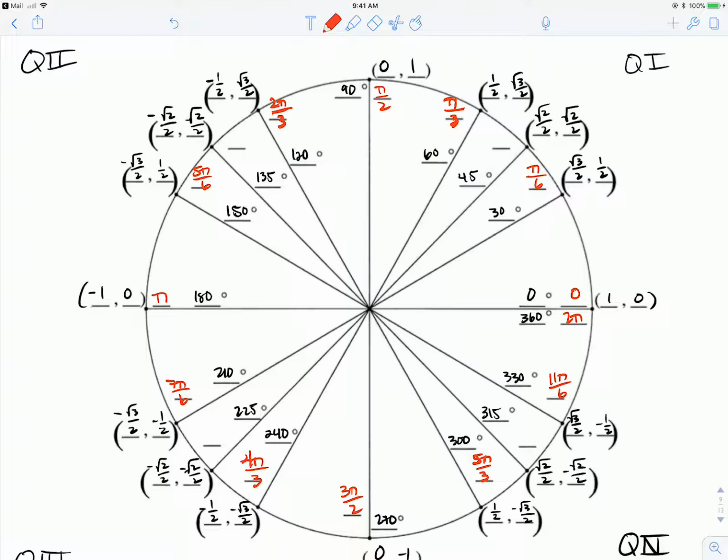So 45 degrees is 1/4 of 180 degrees, so pi over 4 is 45 degrees. 2 pi over 4, 3 pi over 4, 4 pi over 4 is filled in, 5 pi over 4, 6 pi over 4 is filled in, 3 pi over 2, 7 pi over 4, and then 8 pi over 4 would be 2 pi.